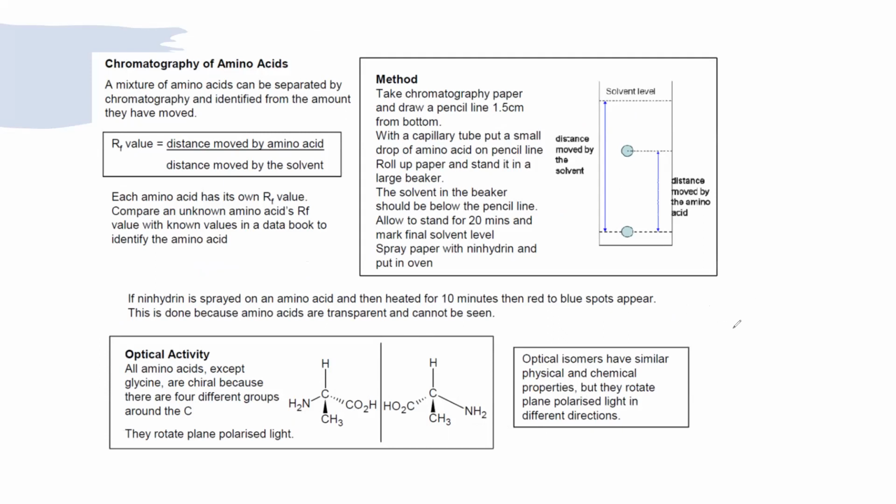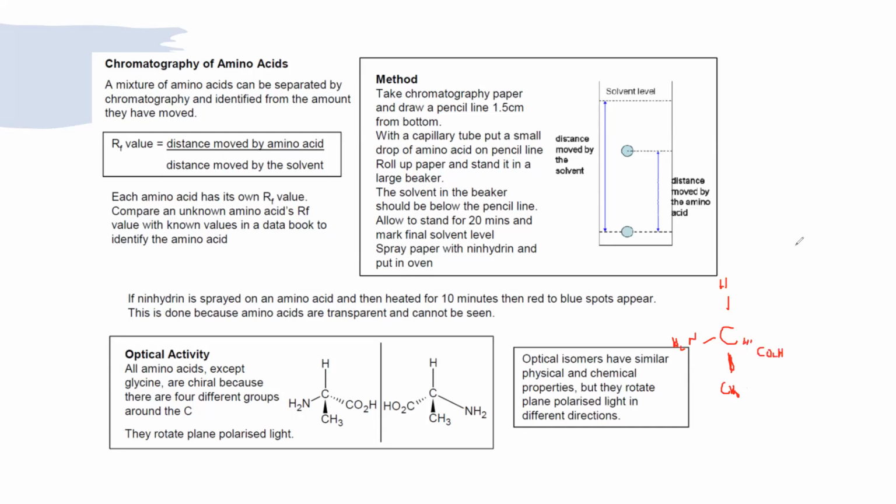For example, if you want to draw an optical isomer of this amino acid, you place a mirror in front of this.